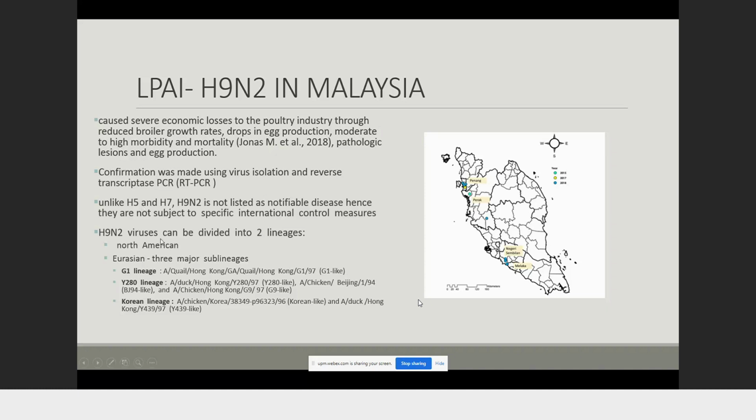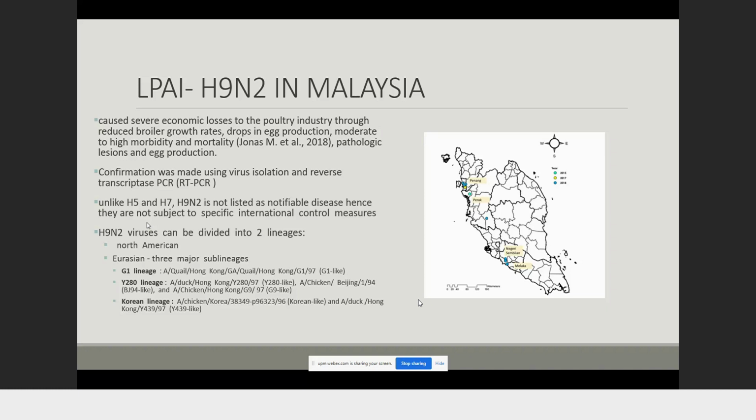Unlike H5 and H7, H9N2 is actually not a notifiable disease. If you encounter any H5 or H7 outbreaks, regardless of low pathogenic or highly pathogenic, you must notify DVS, and DVS will notify OIE. So far, LPAI is not categorized under notifiable disease. However, it causes a severe economic burden to a country.